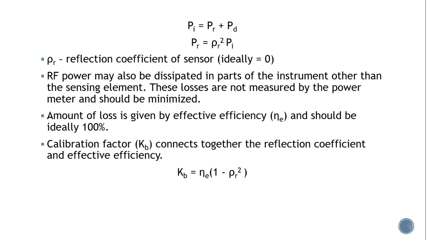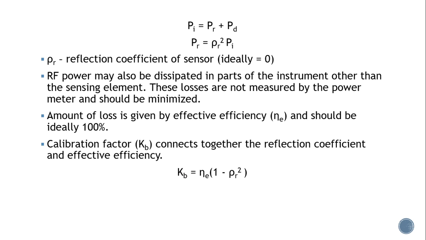Now, the power will not only be dissipated within the sensor itself. There are chances that in other parts of the instrument also the power can be dissipated or transferred. Again, this can cause some errors, and the amount of loss is given by the effective efficiency. It should ideally be 100%. And you can find a relationship between the effective efficiency and the reflection coefficient through a factor known as the calibration factor. And this is the equation for the calibration factor. You can just study the equation for the calibration factor.